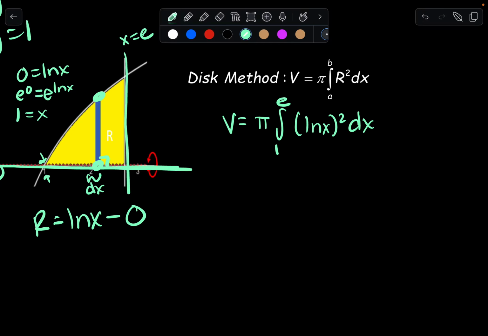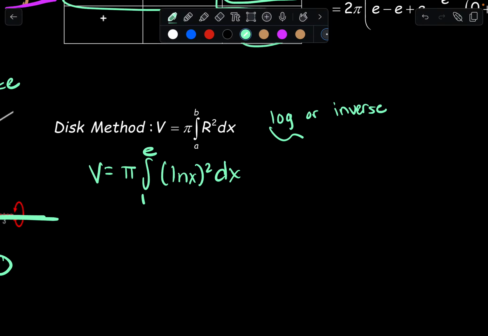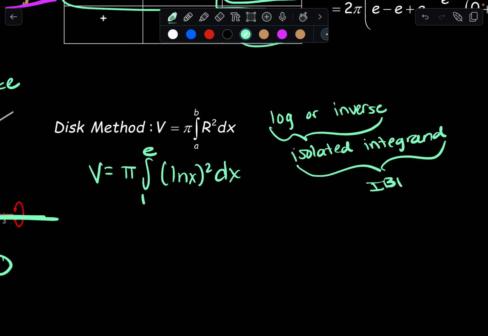All right, from here we have a special case. Whenever you have a log or inverse trig, whenever they are an isolated integrand, you will use integration by parts. These are the only two cases on this exam where you use integration by parts when it is an isolated term, okay? So we will use integration by parts for this one.